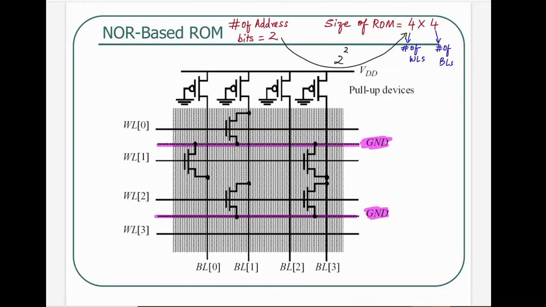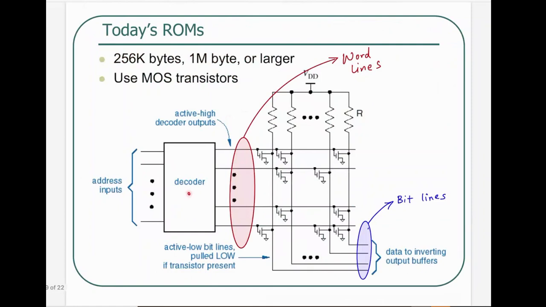All right, next, the way the NOR-based ROM works is with word lines being active high. So this is sort of a given. Word lines are active high in this case. So all these word lines, they are WL0, 1, 2, and 3. All these are active high, which essentially means the decoder has active high outputs.